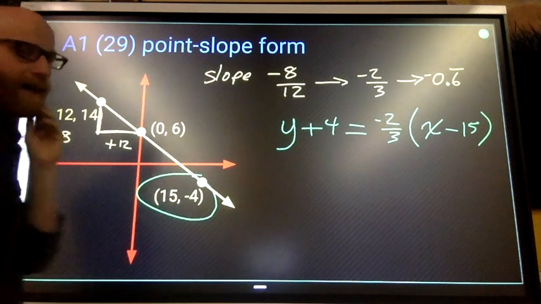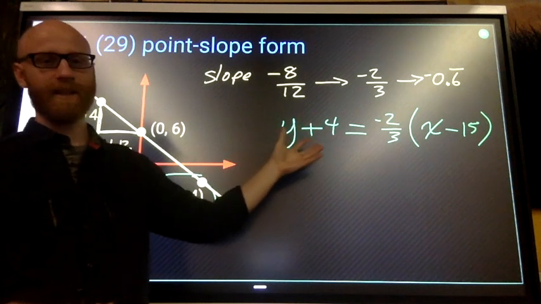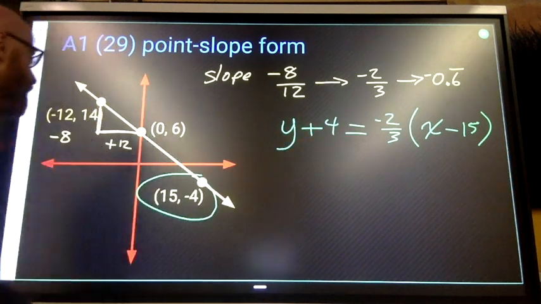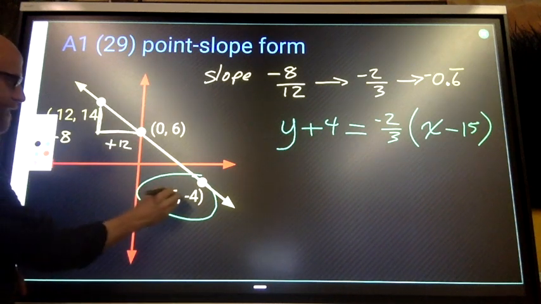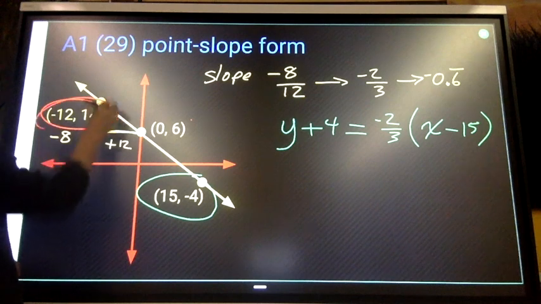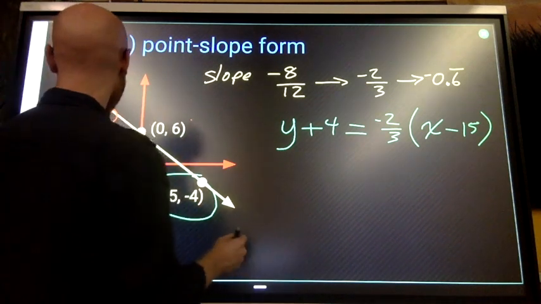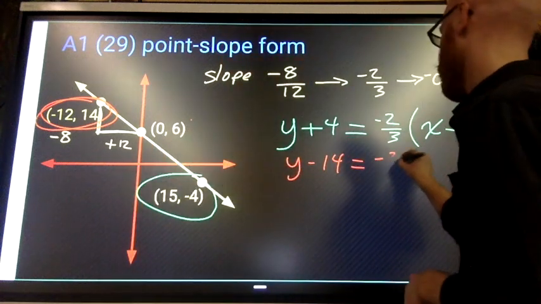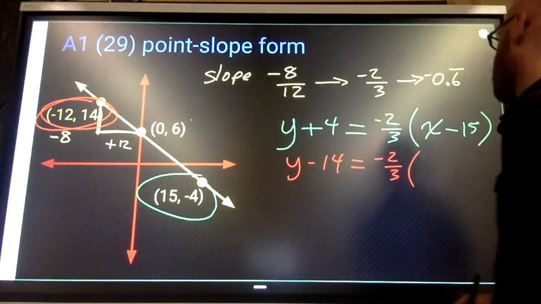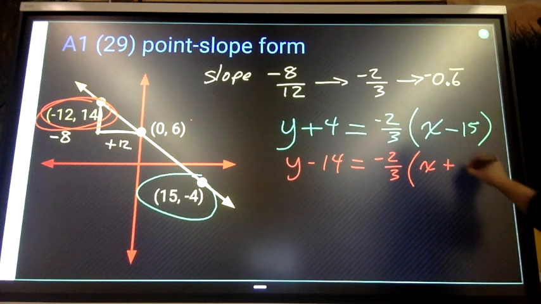Point slope form is not the mathematician's favorite form because actually it's not unique. There's a bunch of different ways that you could write the same equation in point slope form. For example, if instead of choosing this point, I choose (-12, 14), then I would be saying y minus the y value, y minus 14, equals the slope. The slope will be the same no matter what because we're talking about the same line, times x minus negative 12, or x plus 12.